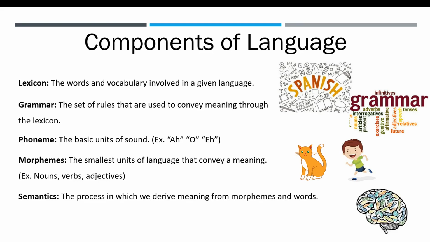Then we need to understand the semantics, which is the process in which we derive meaning from morphemes and words. This is where cognition and thinking come into play, where we need to understand the meaning of these words. And then we have syntax, which is the way words are organized into sentences. And then these are the basic components of language.